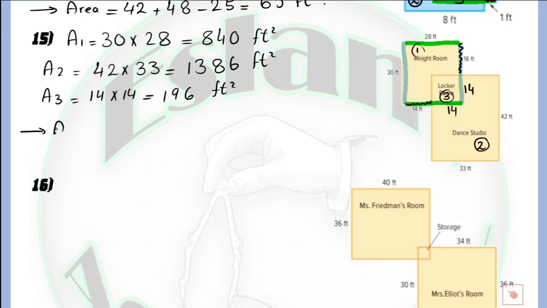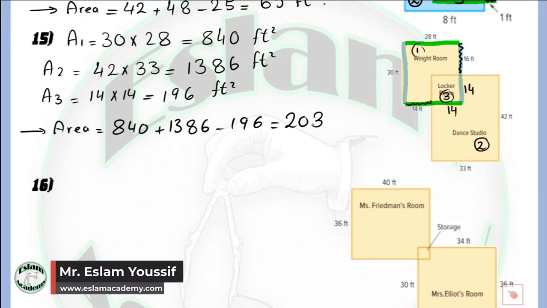So to find the area of the figure will be equals area number 1 plus area number 2 minus the common part. By solving the operation, you will find that the answer will be equals to 2030. And that's how can we find the area of the composite figure.